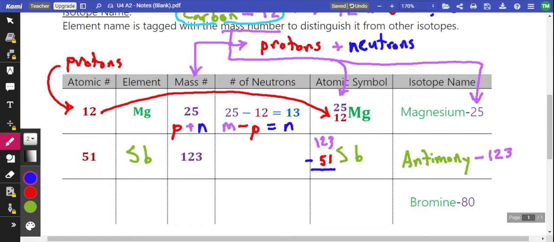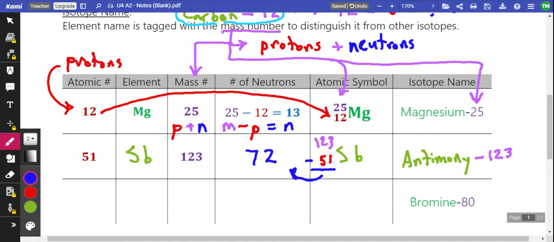Now, if you've got some good math skills, you might be able to work this out by hand, but I would rather use a calculator. So let me pull that up. 123 minus 51. What I'm left with is my number of neutrons is 72. You could also do this in a line like this. It doesn't matter, as long as you take the mass number minus the atomic number. I just like this because it's a nice reminder of getting the numbers right, so you're not adding or subtracting weird.